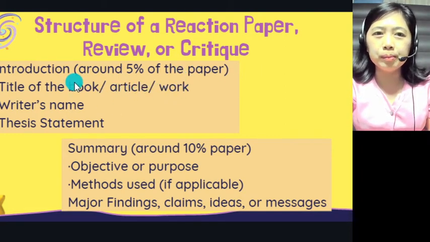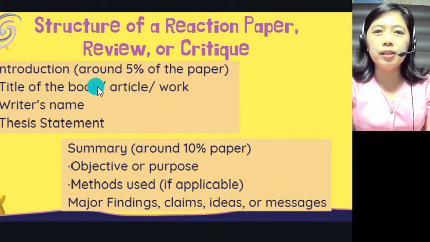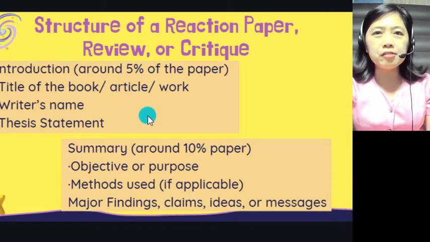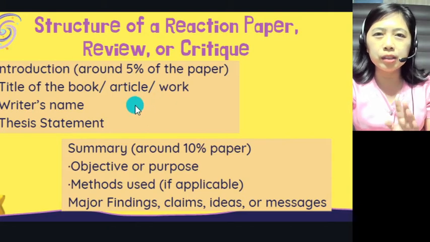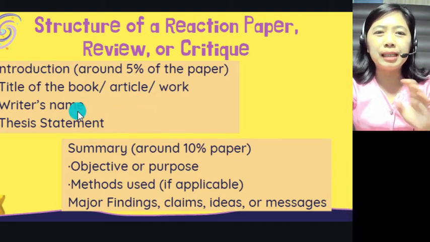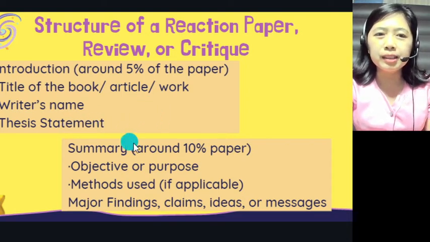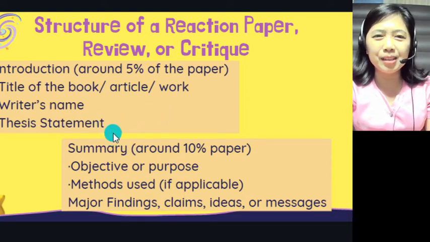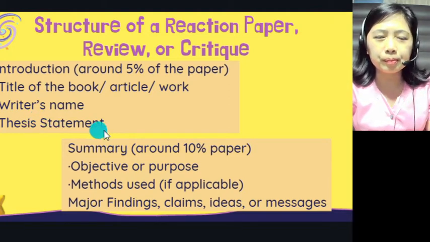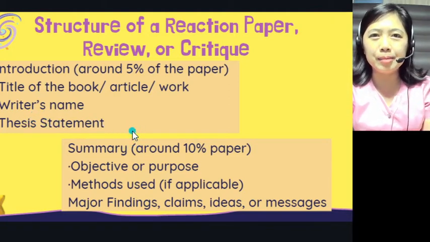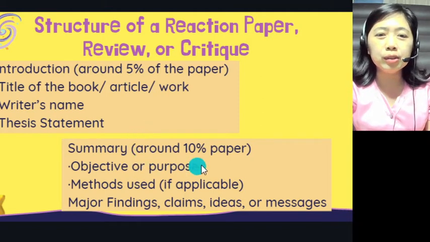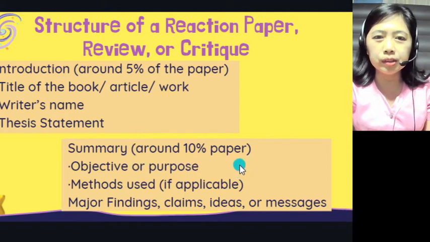So of course, first is the introduction. It's basically around 5% of your paper. So what can we find in your introduction? We have here the title of the book, article or work, the writer's name, and the thesis statement. We mentioned already before how to locate our thesis statement. And then the summary follows, around 10% of the paper.